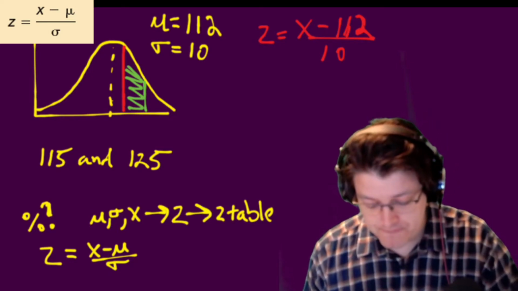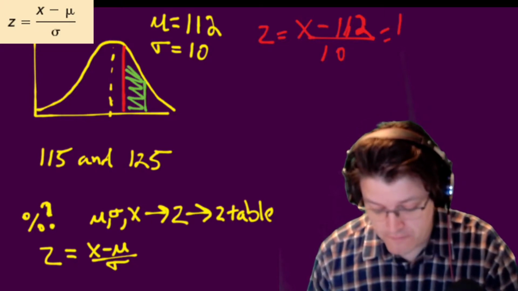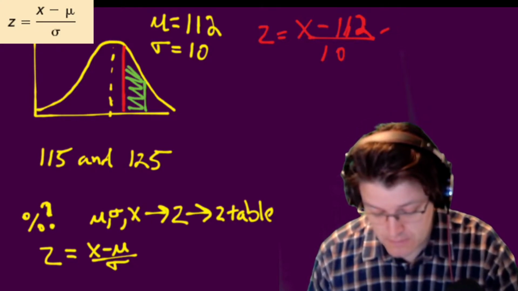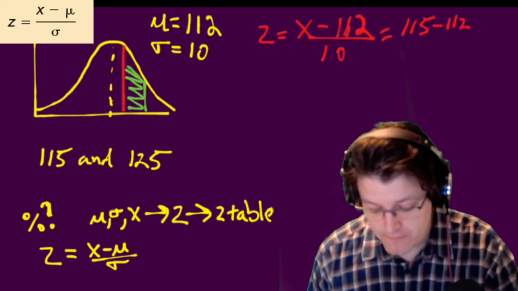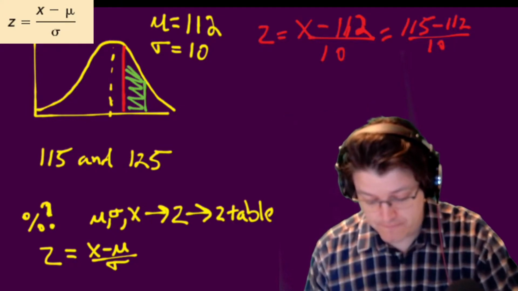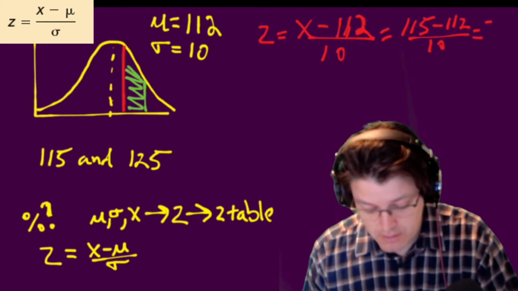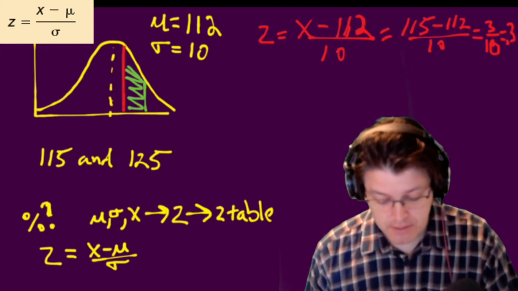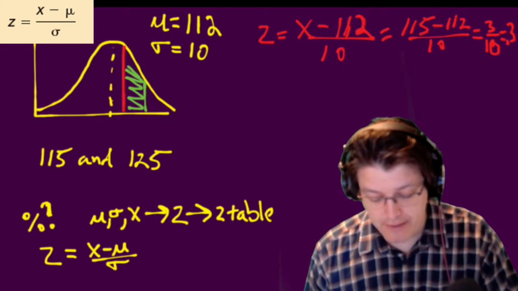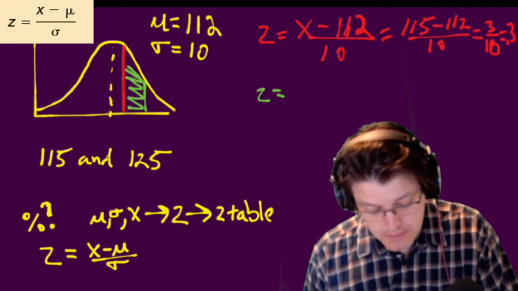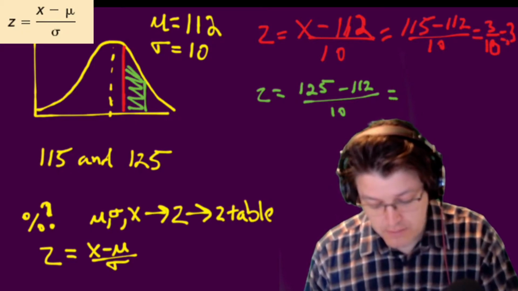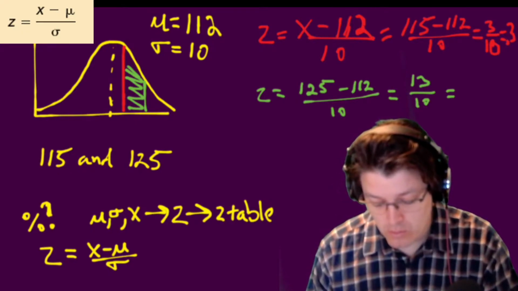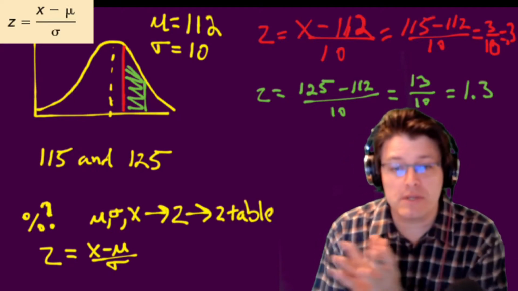So the z-score for the red is going to be 115 minus 112 divided by 10, which gives us 3 over 10, or 0.3. Similarly, let's do the green one. That green value, the z-score is, what did we say, 125 minus 112 over 10, which is 13 over 10, or 1.3. Okay, both positive. Both of these are above the mean.